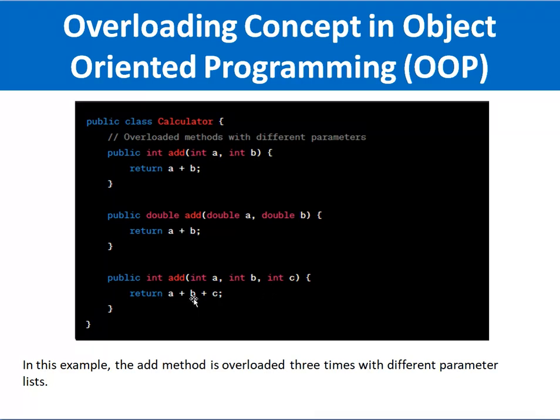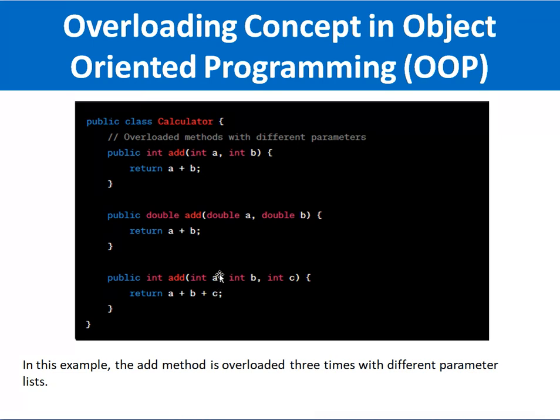Here it is very important to understand one thing, friend: if we use the same data type or the same number of parameters, it will create a compiler error. For example, it's already written that it takes two integer inputs, and if I just remove this integer c from here and from here as well, it will create an error.